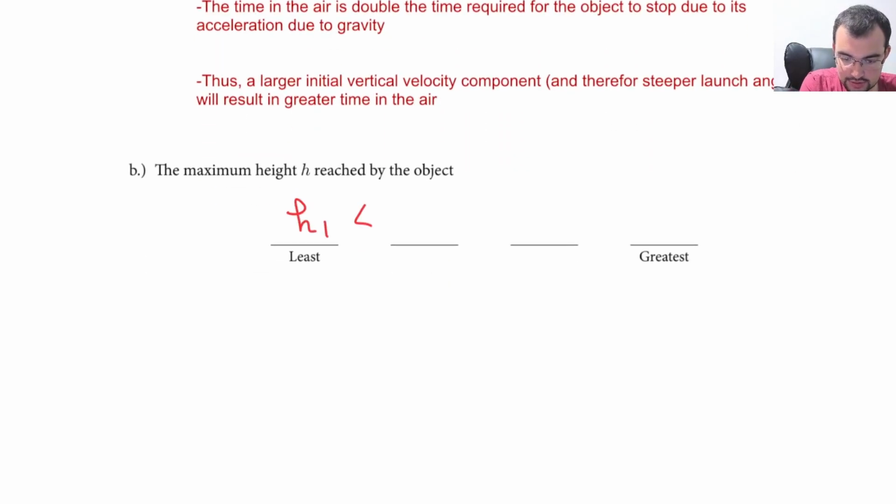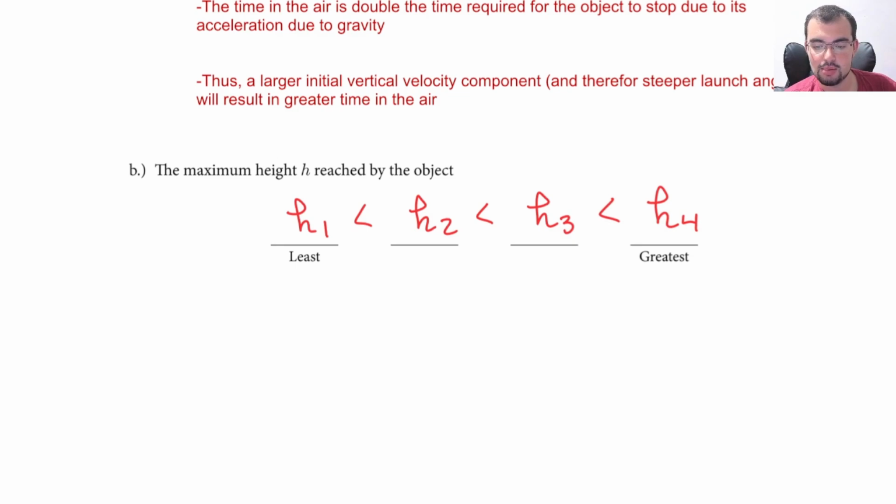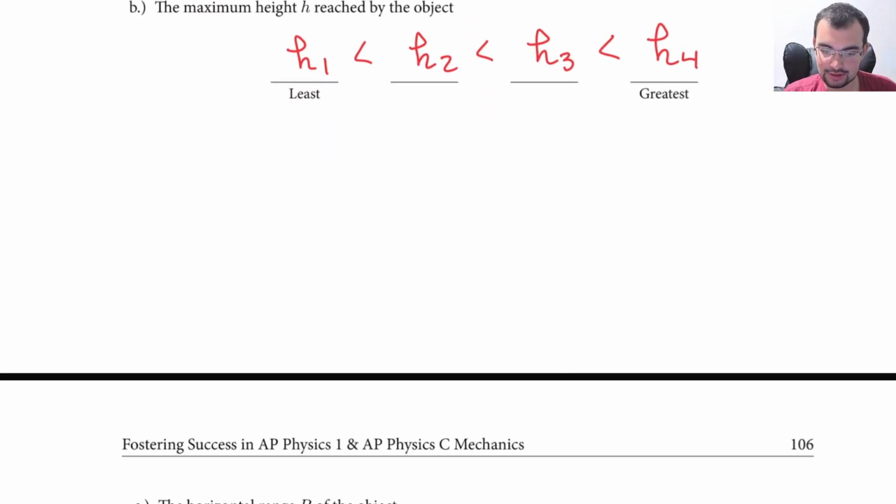And as a consequence, the heights will follow the same pattern. Because the faster you're launched up, the longer it takes to stop, so the higher you go. Because you're launched with a bigger speed for the same acceleration, so you go higher.